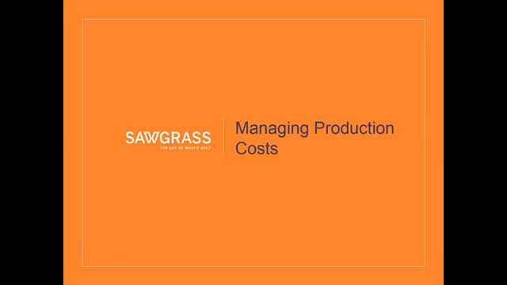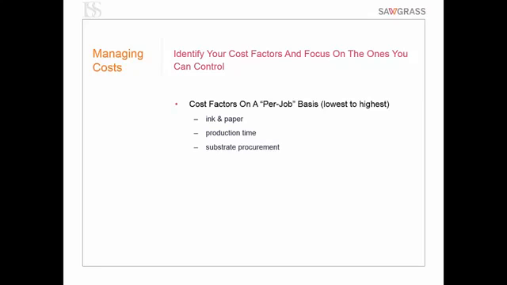Okay, so managing your production costs. A lot of different ways to do that, okay? If you look at a per job basis, on each job, you're going to have ink and paper, you're going to have that production time, and you're going to have your substrate procurement. And to be honest, you're probably not going to be able to do much with your ink and paper, but the reality is that's the smallest percentage of your cost right there.